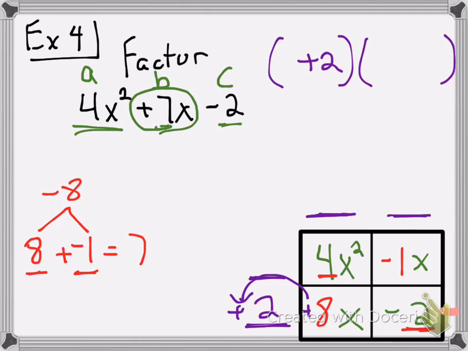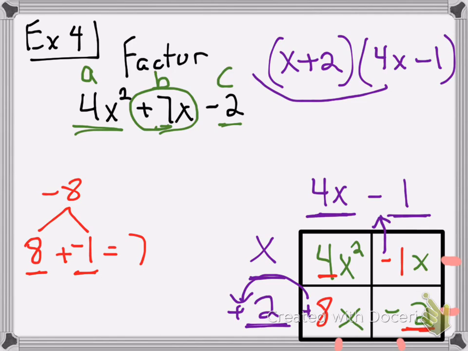Okay, now let's go to the top row. What do they have in common? 1 and 4. Well, probably 1, but they both have x. Great. So I'm going to put x right here. Now let's go to our columns. What's the greatest common factor of 4 and 8? 4. And they both have x. 4x here. Sign closest is negative. Greatest common factor of 1 and 2 is 1. They don't have an x. So here's what we are left with.